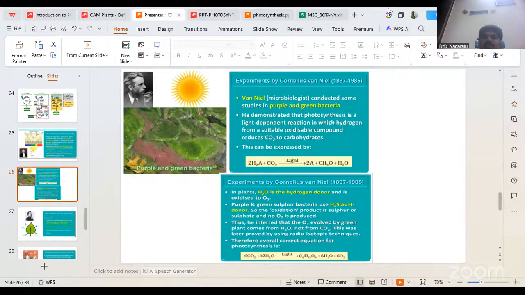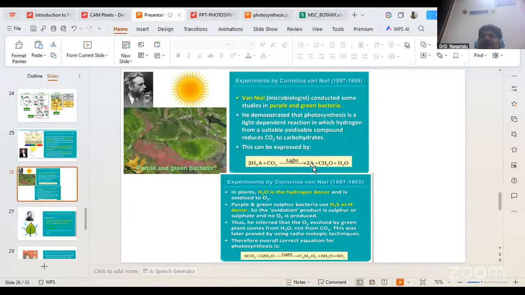Sulfide is converted into sulfur. Okay, that is happening in the purple sulfur and non-purple sulfur bacteria. With that, the reaction is easily identified, whereas when H2S is supplied instead of H2O, it releases sulfur instead of oxygen.